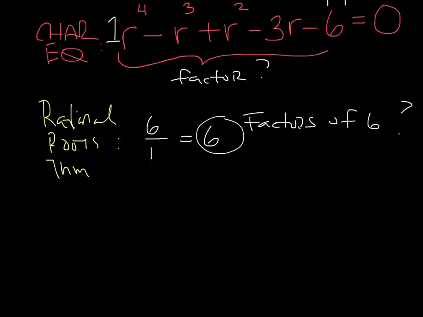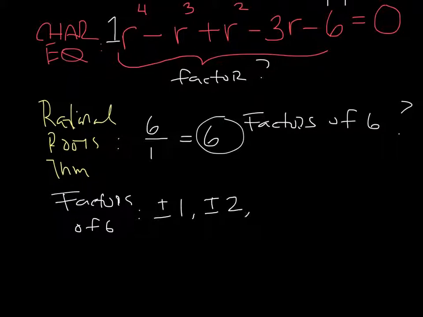And the factors of 6 are, let me write it out. So factors of 6 are plus or minus 1, right? 6 is divisible by 1. Plus or minus 2, plus or minus 3, right? And plus or minus 6. Each of these numbers divides 6. And again, we include plus 1, minus 1, because we're looking for integers, so positive numbers and negative numbers. So there's 2, 4, 6, 8 possible roots.